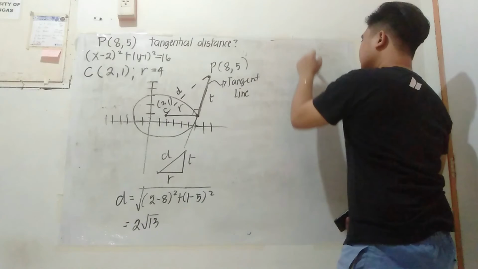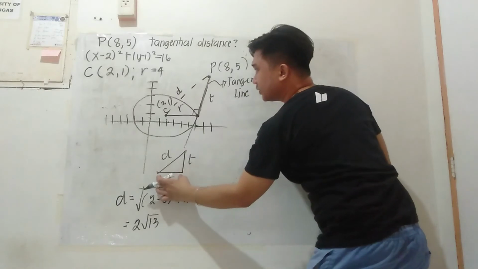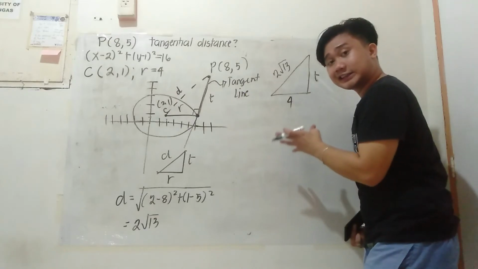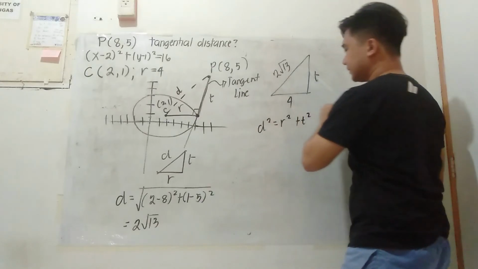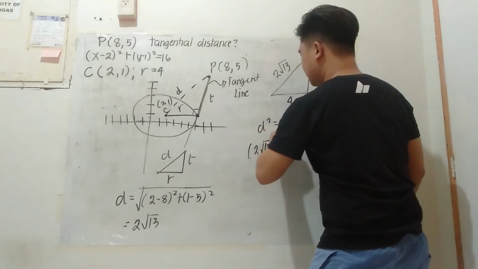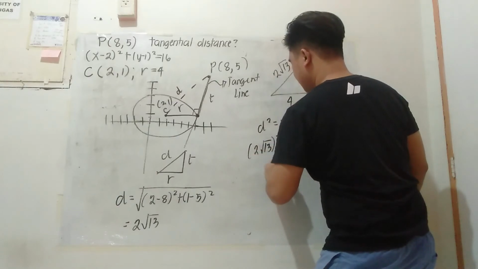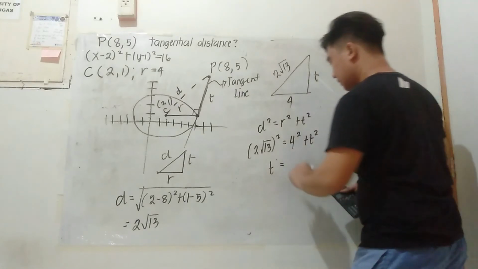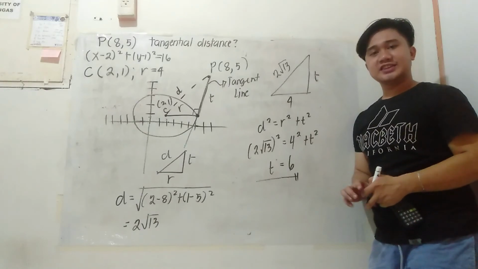Okay? Redraw ko lang ulit. This is 2 square root of 13. This is R, but your radius is just 4. And this is your tangential distance. You have a right triangle. So, D squared is equal to R squared plus T squared. Okay? So, that is (2 square root of 13) squared equals 4 squared plus T squared. And from this, T is equal to 6. Okay? So, yan lang po yung sinasabi sa atin na tangential distance.